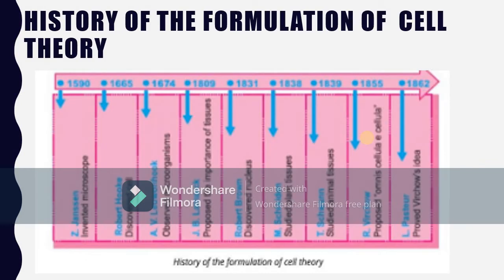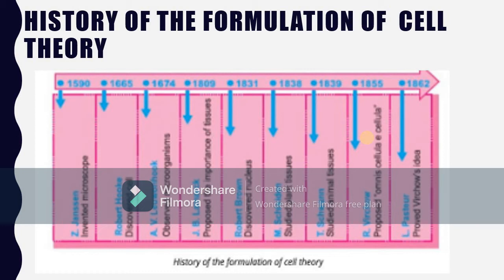Now the next thing is about the history of the formulation of cell theory. Different scientists gave different theories about the cells. The first one is Z. Jensen, who invented the microscope. Then the second one is Robert Hooke. Robert Hooke in 1665 discovered the cell. In 1674, A. V. Leeuwenhoek observed microorganisms with the microscope.